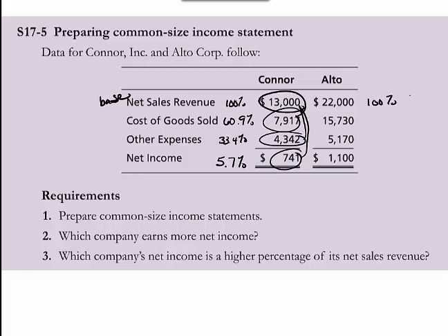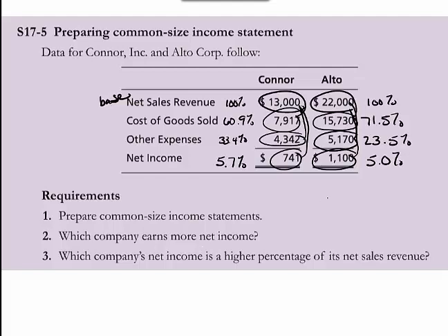Obviously, this is 100% because that's the base. Then we take 15,730 divided by 22,000 times 100, and we get 71.5%. And then we have 5170 divided by 22,000, and we get 23.5%. And 1100 divided by 22,000, sorry, I think I said 2200 before, 22,000 is 5.0%.